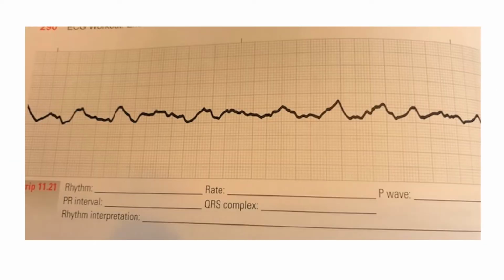In 11.21, this rhythm, you shouldn't need a caliper or anything to figure this one out. It is irregular, it is chaotic. You can't get a heart rate because there are no QRSs. There are no P waves, there's no PR interval, there's no QRS interval to measure because there are none. So this is Vfib. With Vfib, you definitely want to defib.